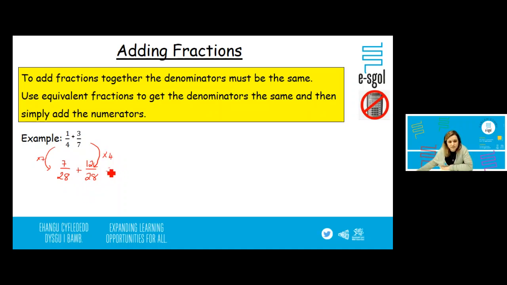At this stage, all you have to do is add the numerators together. The denominator will stay as 28. So 7 add 12 is 19, and the answer to this question is 19/28. So please, can you pause the video and try the question on the right?